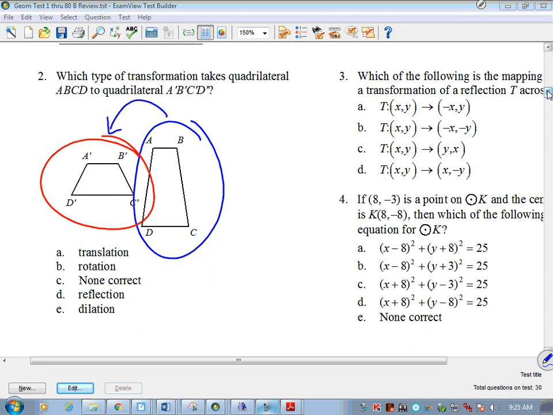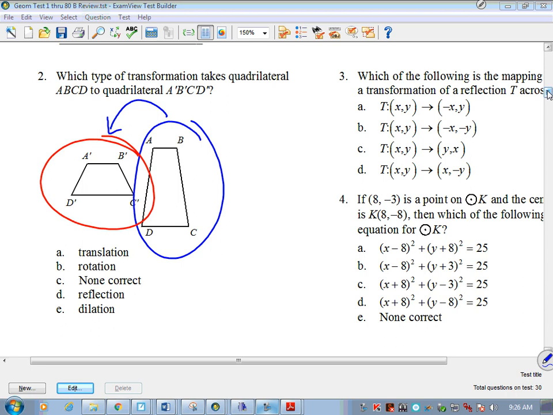Are we translating it? Are we moving it to the left, right, up or down? No. All right. Are we rotating it to get there? No. Are we reflecting it to get there? All right. Is it a dilation? Here's the problem with a dilation. A dilation changes what? Size, but it does not change shape. Is the shape changed here?